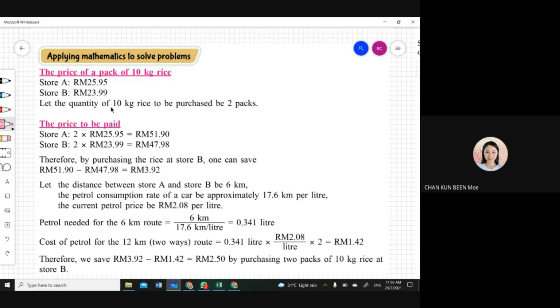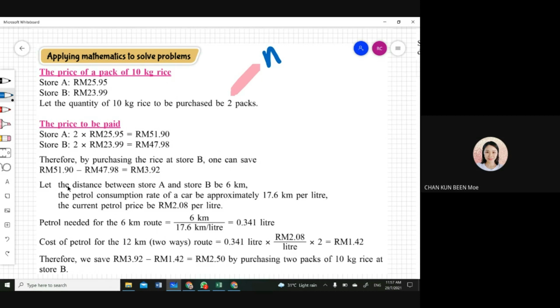Now, let the quantity of 10 kilogram rice to be purchased be 2 packs. So the assumption is N is equal to 2 packs. You remember the variable that they made an assumption for just now? So 2 packs, and then the price to be paid will be 2 multiplied by 25.95, you get the answer. And then store B, same thing, you get the answer. So therefore, by purchasing the rice at store B, how much can one save? You just need to find the difference: 3 ringgit 92 cents.